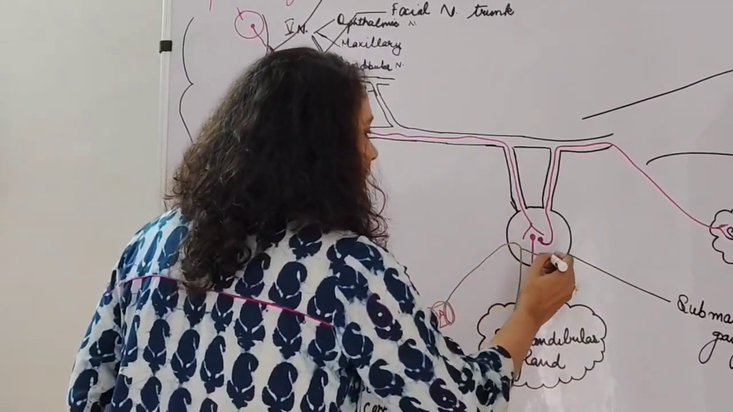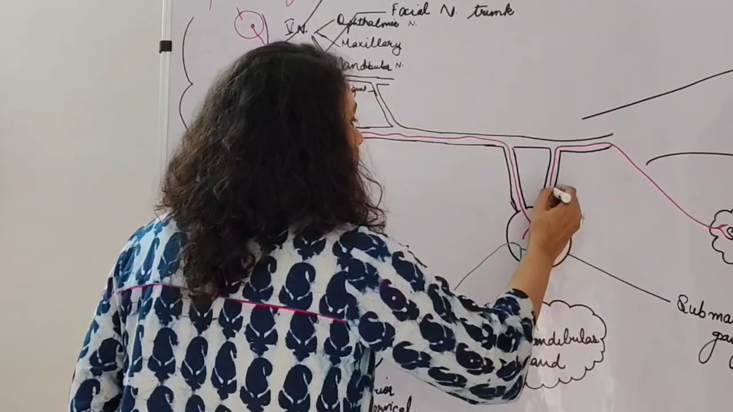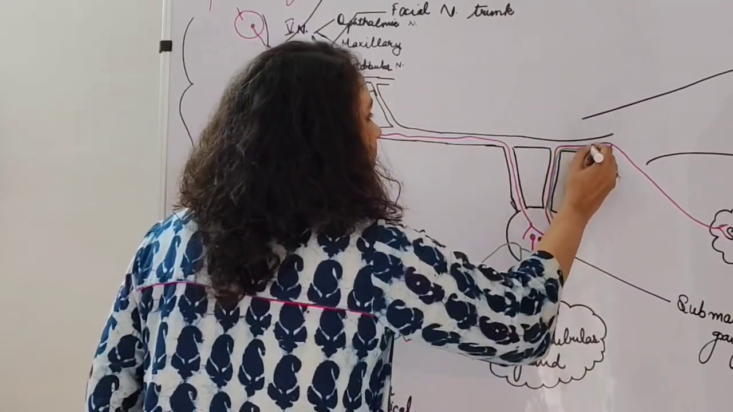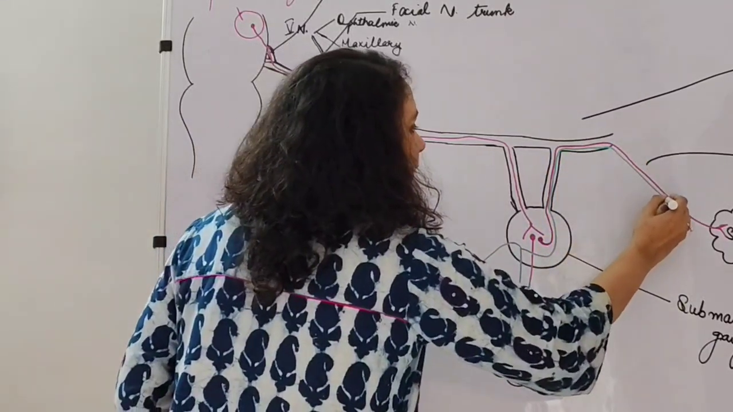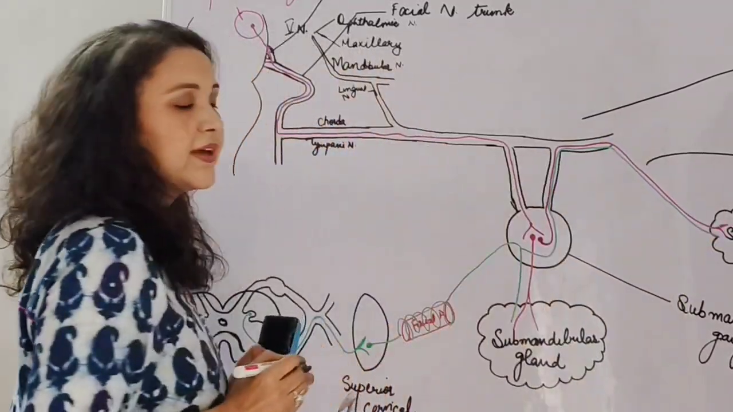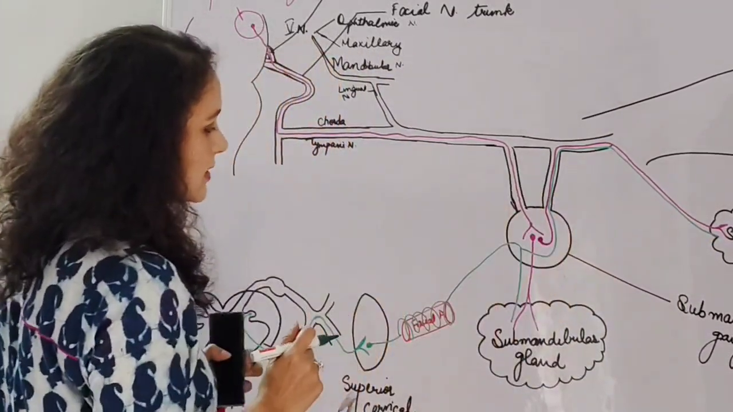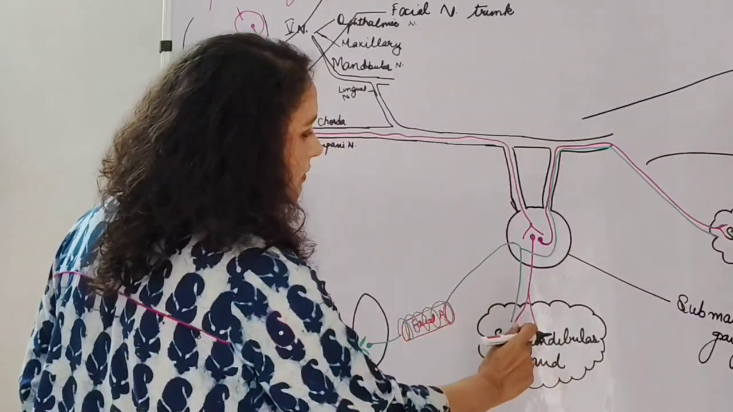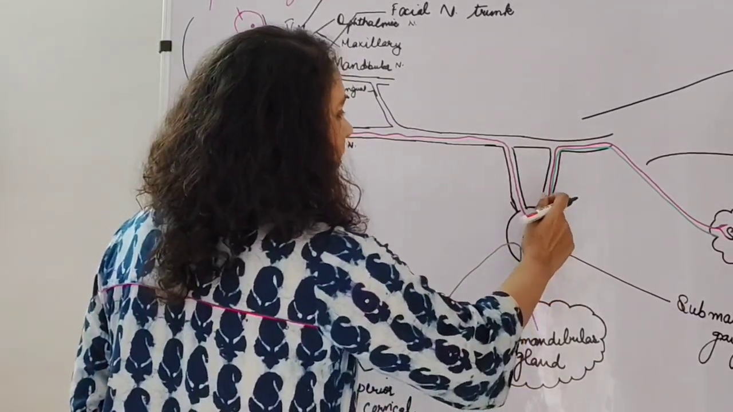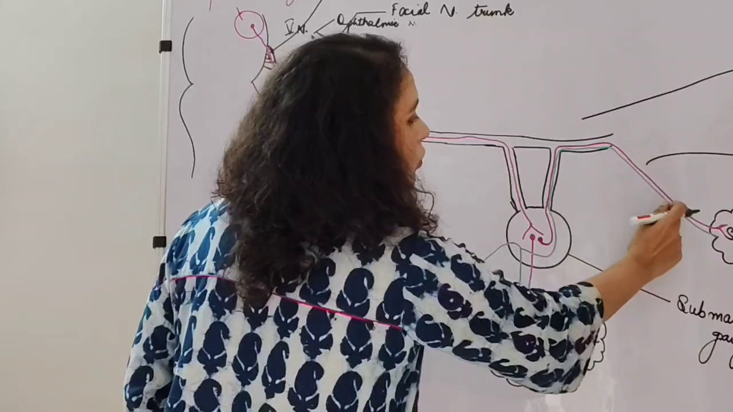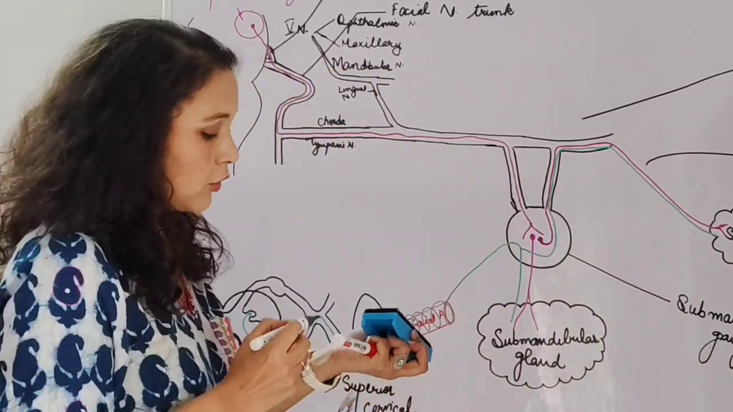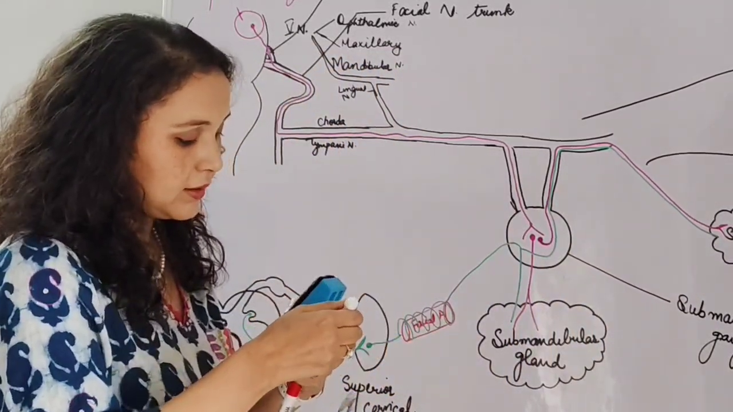And again, without relay, they will pass to the sublingual gland. So this is a very easy diagram. This is very easy to draw if you just understand how the fibers are reaching this. Then they again leave the ganglion through the anterior root and go to the sublingual gland. Now talking about the sensory pathway.